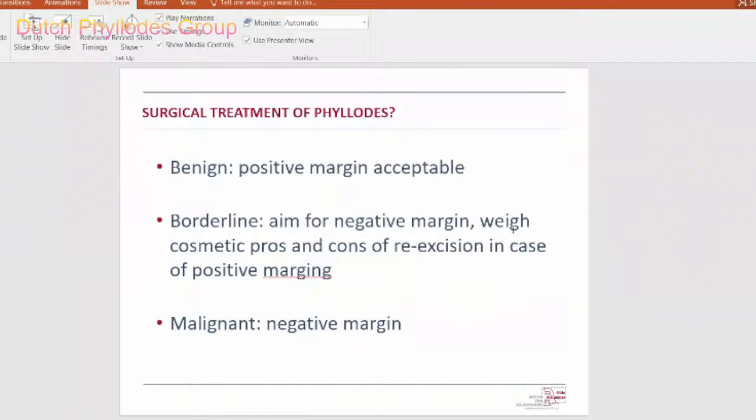So, to summarize, the surgical treatment of phyllodes: for a benign lesion, you would really accept a positive margin. For a borderline lesion, you would aim for a negative margin. If you didn't achieve it, you should weigh the cosmetic pros and cons of a re-excision and discuss it with the patients. And if you have a malignant tumor, you should aim for a negative margin.